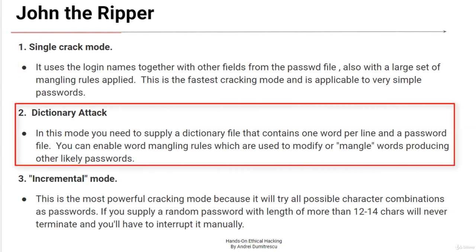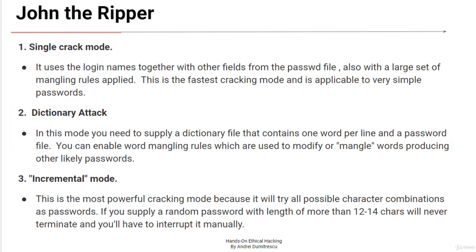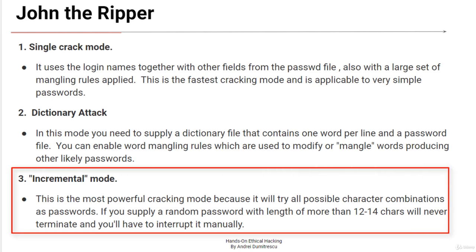If you use the dictionary attack, you must supply a dictionary file that contains 1 word per line and the password file. You can enable word mangling rules, which are used to modify or mangle words producing other likely passwords. If enabled, all the rules will be applied to every line in the word list file, producing multiple candidate passwords for each source word. And the most powerful cracking mode is the incremental mode. It will try all possible character combinations as passwords. However, if you supply a random password with a length of more than 12 or 14 characters, it will never terminate and you'll have to interrupt it manually.